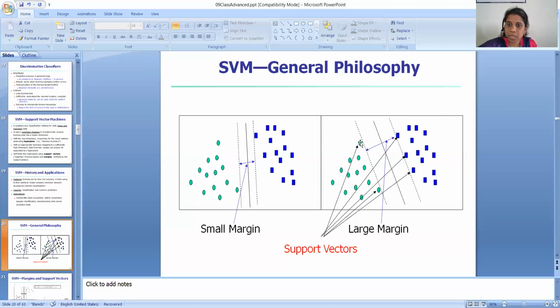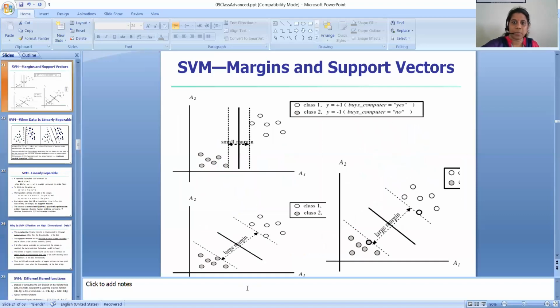Support vectors are the vectors that exactly partition the members into this particular class, and this line is partitioning the members into this particular class. So this is known as the support vector, and this is known as the hyperplane, and the distance between these two lines is known as the margin. Now we'll see another example.